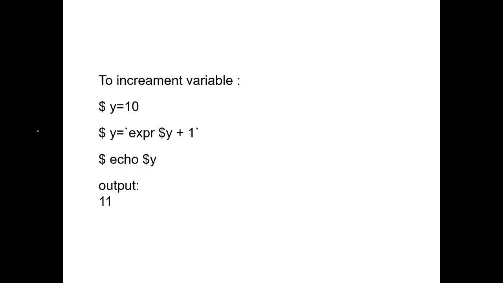Another example, using the expr keyword to increment a variable. In y, we have stored the value 10. Now we want to increment the value of y. See, expr space $y space plus space 1, and enclose it with backquotes. And then display the value of y. Then it is going to give the accurate result. So after incrementing it is going to be 11.